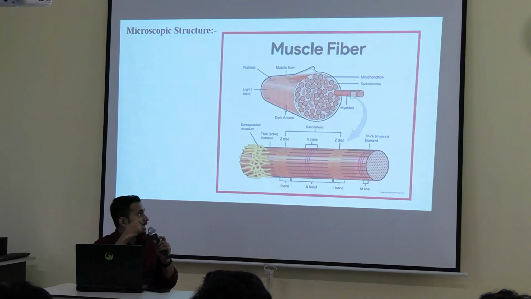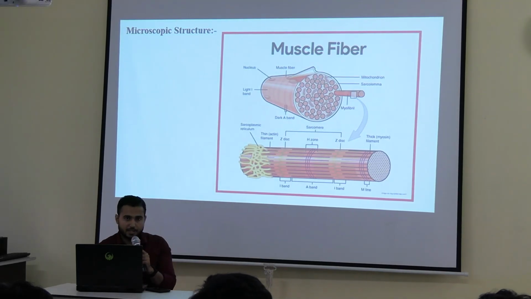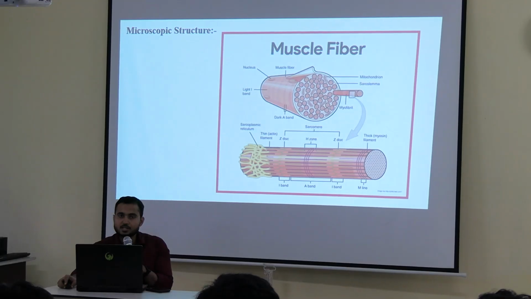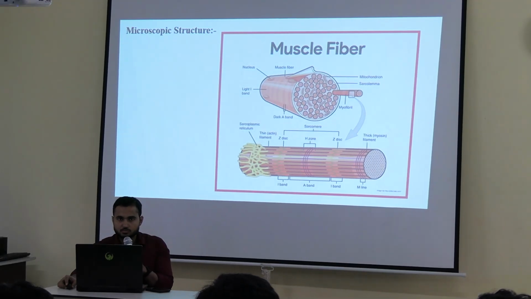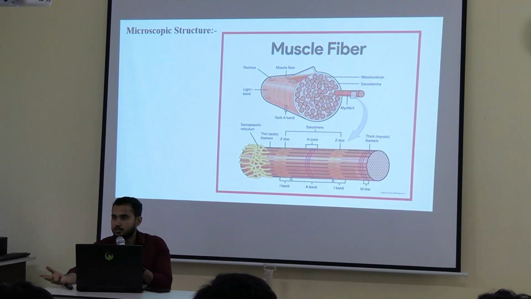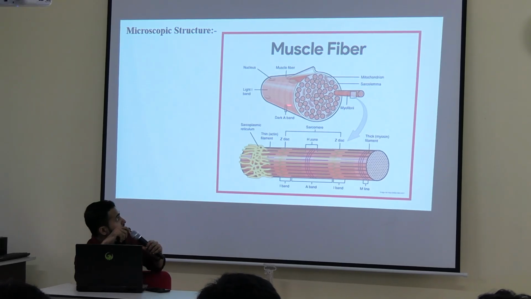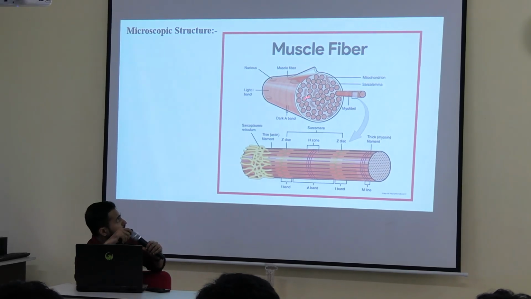Now, let me show you the diagram. Here you can see the diagram. So what is visible in this? What is the shape of the fiber? Cylindrical, as you can see in the diagram. Okay? So this is one individual fiber.